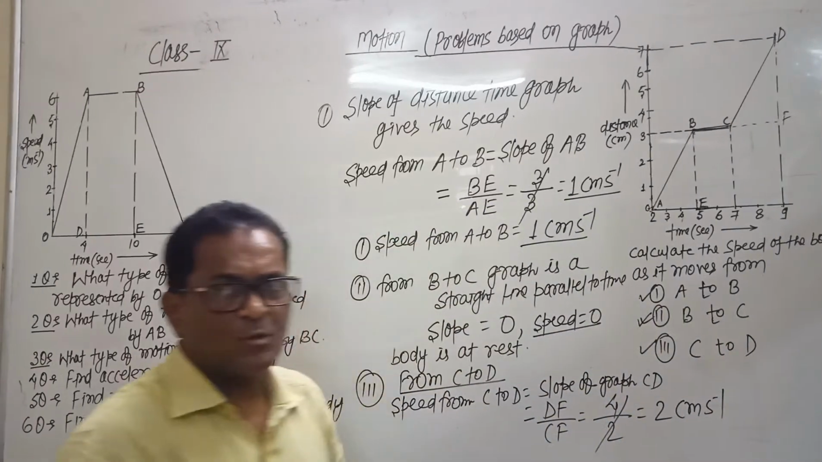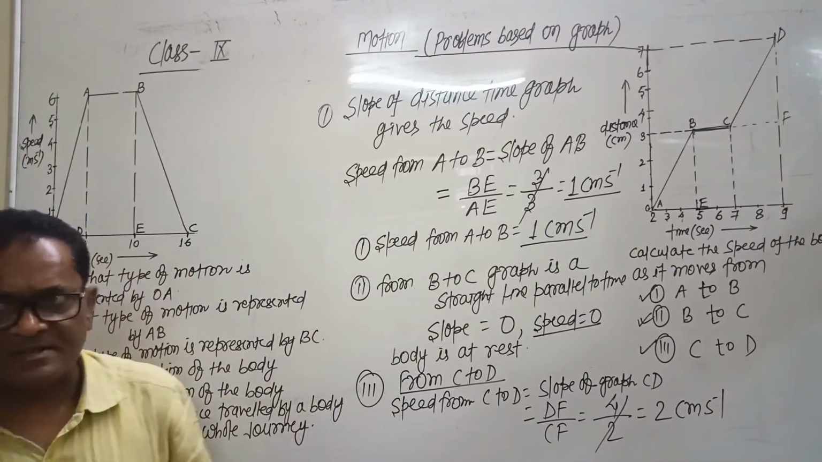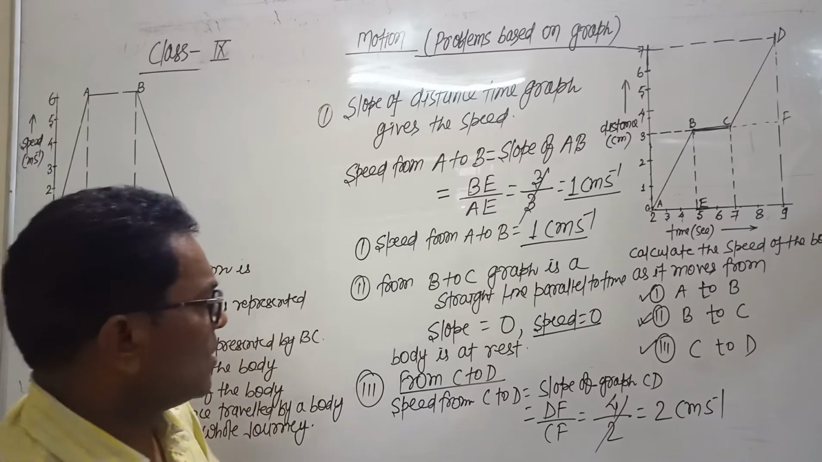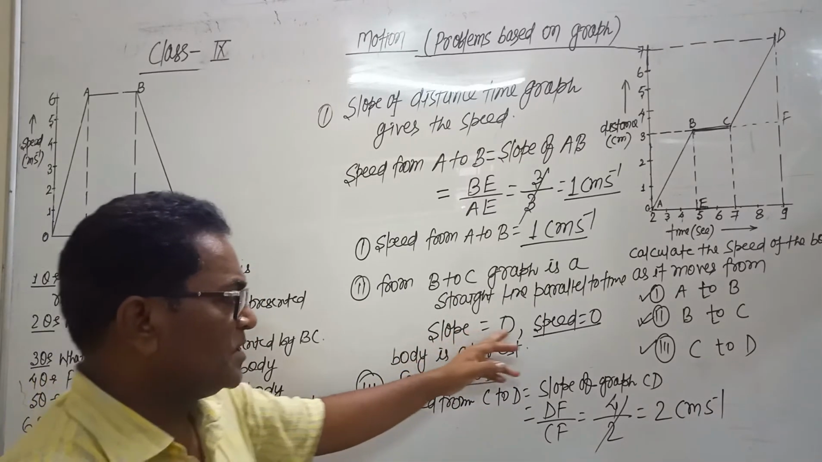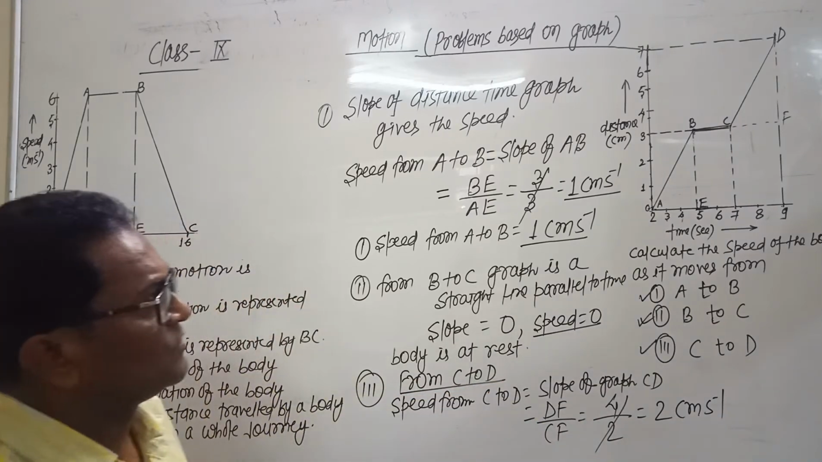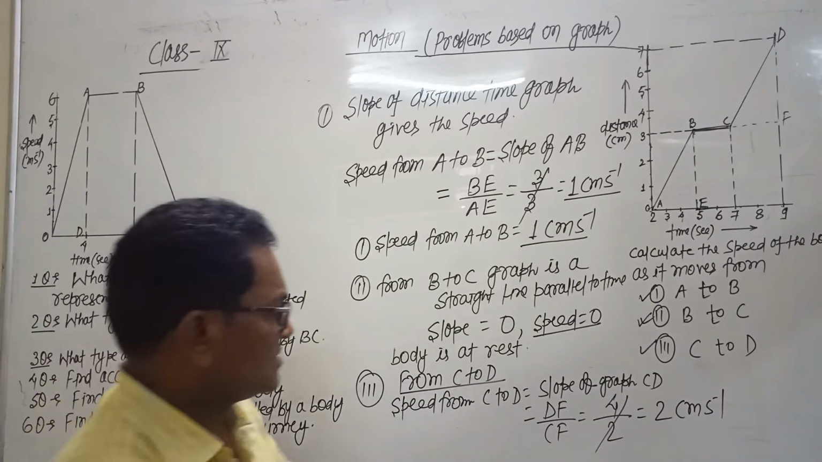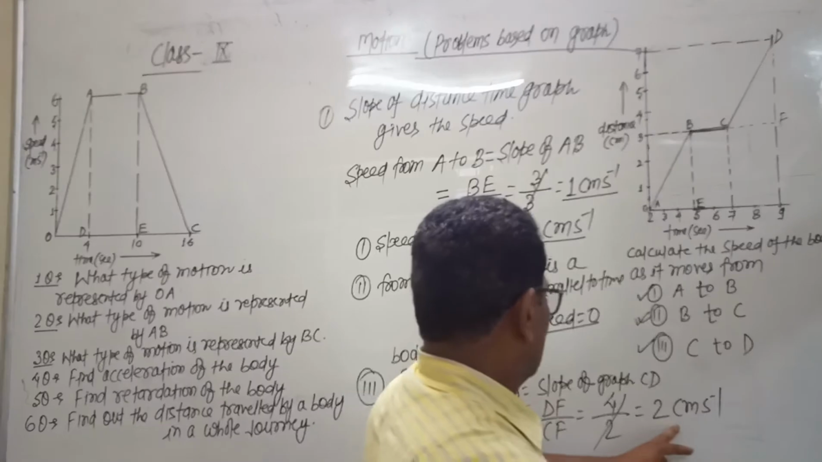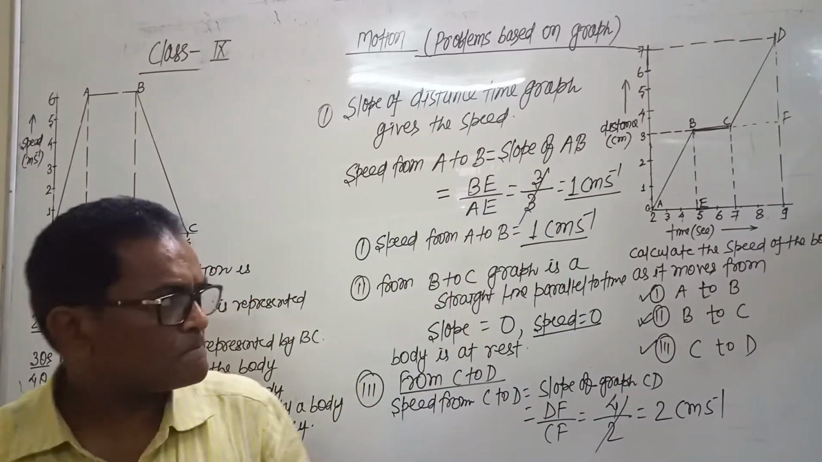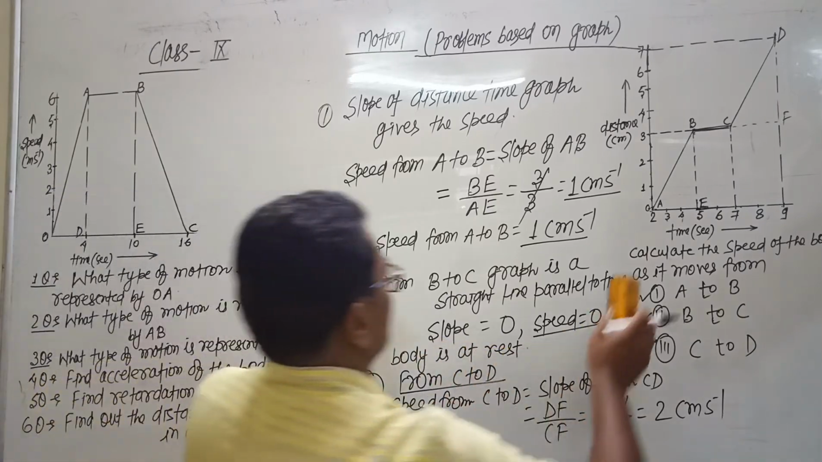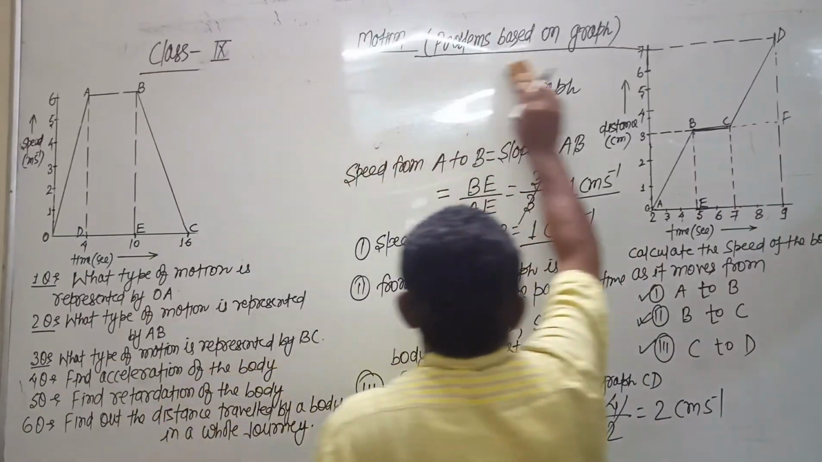So from A to B the speed is 1 centimeter per second. From B to C the slope is 0, which means the speed is 0. From C to D the speed is 2 centimeters per second. So this is the answer to the first question.